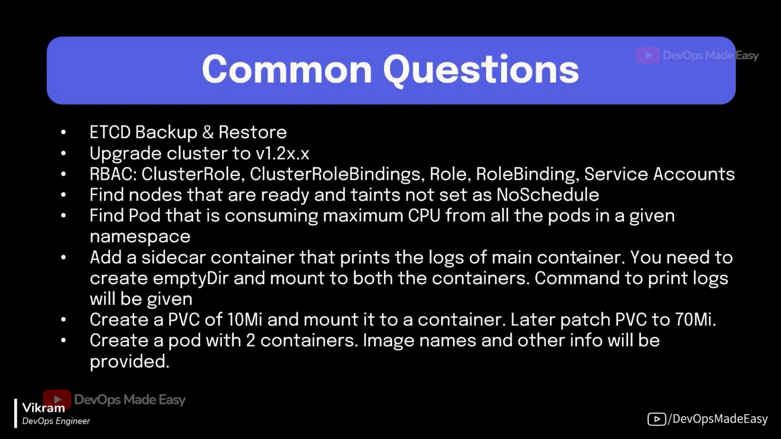These are very common questions: ETCD backup and restore, how to upgrade the cluster from one version to another, and role based access control. You'll be asked to find all the nodes which are not ready and write that answer to a file. They'll also ask you to find the pod that is consuming maximum CPU. You can use kubectl top pods and find the pod that is using max CPU.